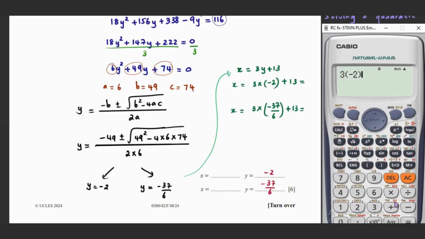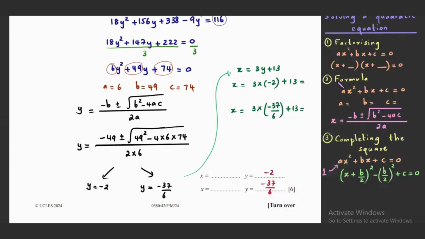And then from that, to that, I need to add 13. When I do that, I get 7. Then next, I need to do 3 times negative 37 over 6. So let me put negative 37 over 6, and then I need to do plus 13 after multiplying it. So when I do that, I get minus 11 over 2, which means this value that I get here is 7, and this value that I get is minus 11 over 2. Therefore, the values of x will be 7 and minus 11 over 2.